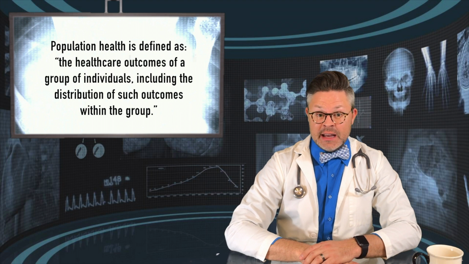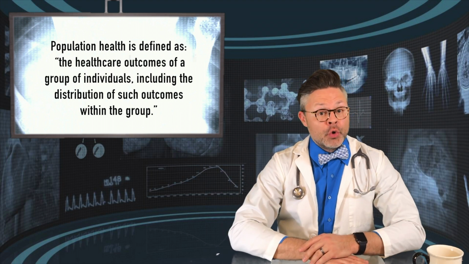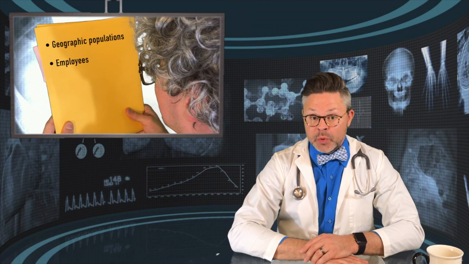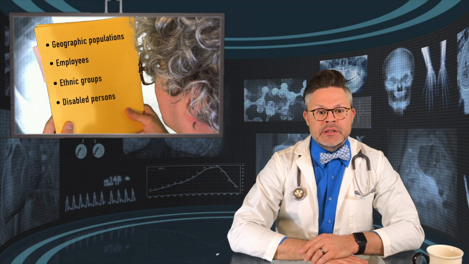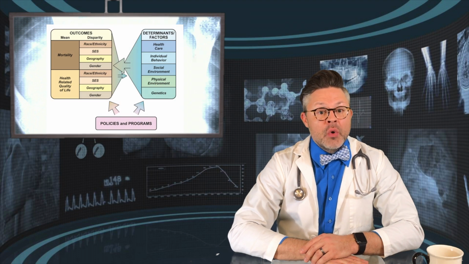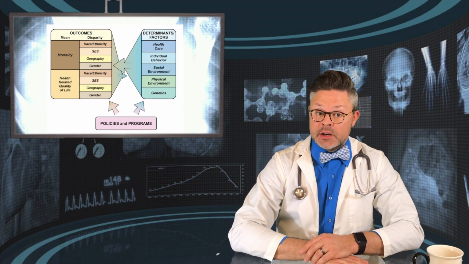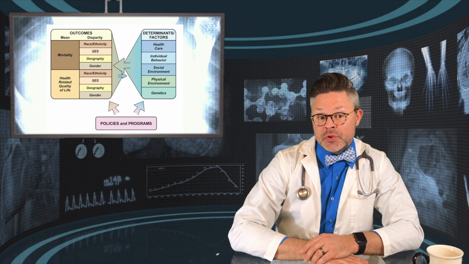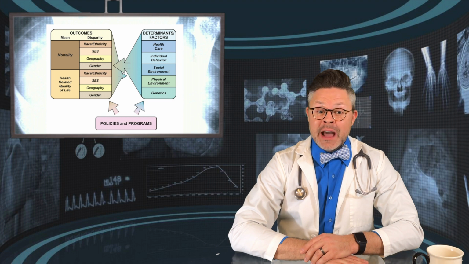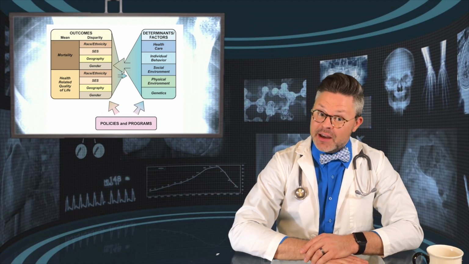Population health is defined as the healthcare outcomes of a group of individuals, including the distribution of such outcomes within the group. These groups can be geographic populations, like nations or communities. They can also be other groups, like employees, ethnic groups, disabled persons, or any other defined population group. Population health not only refers to the overall health of a population, but it also includes the distribution of health. It stands to reason that the overall health rates will be high if a majority of the population is healthy.